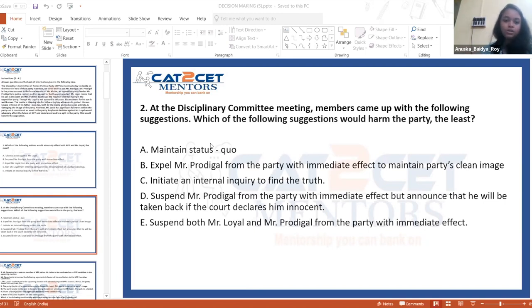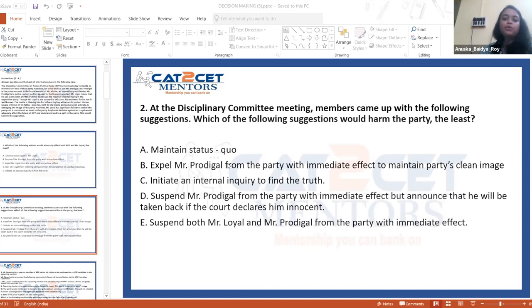So A is maintaining the status quo. If the party maintains the status quo, is there any harm happening to the party? Let's think about it. If I maintain the status quo with these people, then the harm that is happening is that the party's image is getting destroyed amongst the public. That is a harm that is happening to the party. Any other harm that we can think about? So for the first option, the harm is that the party's image is getting destroyed if they maintain a status quo.